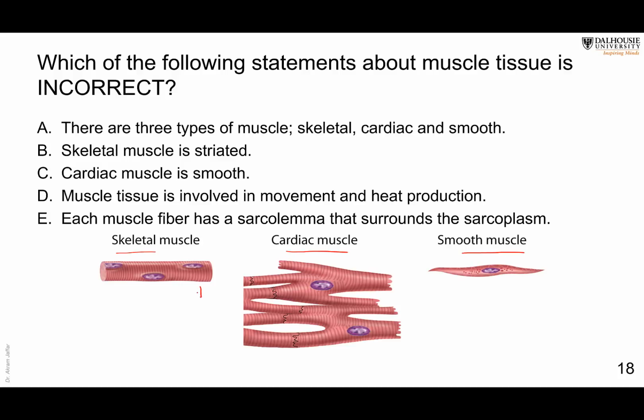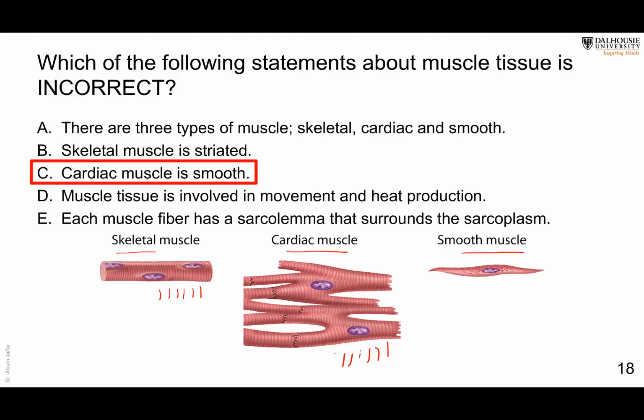It has dark and light bands, and it is striated because of the regular arrangement of the contractile elements, the actin and myosin filaments. Cardiac muscle is smooth. No, this is incorrect because cardiac muscle also is striated. Although it is involuntary, unlike the skeletal muscle, which is voluntary, the cardiac muscle is striated. It is the smooth muscle that doesn't show the striations in the cytoplasm, and hence the cytoplasm appears smooth, and the name is smooth muscle. So the incorrect statement here is cardiac muscle is smooth.